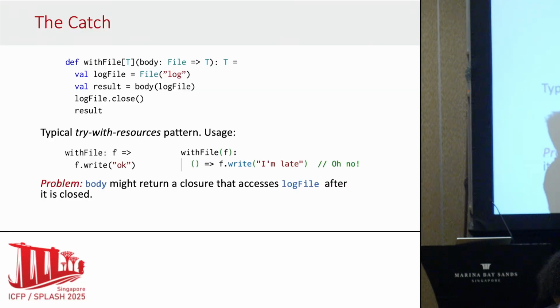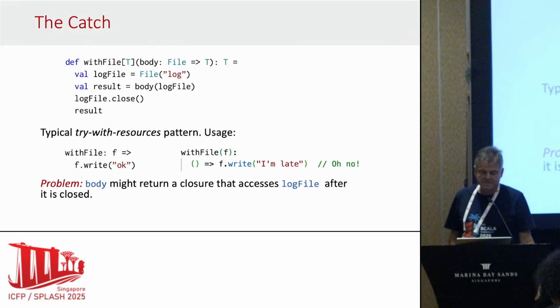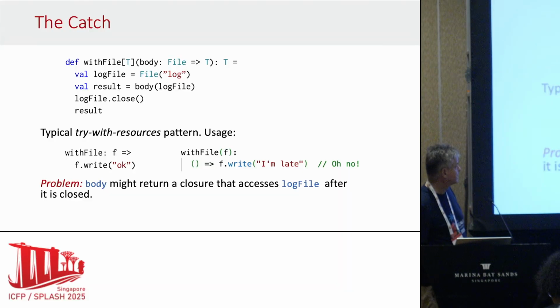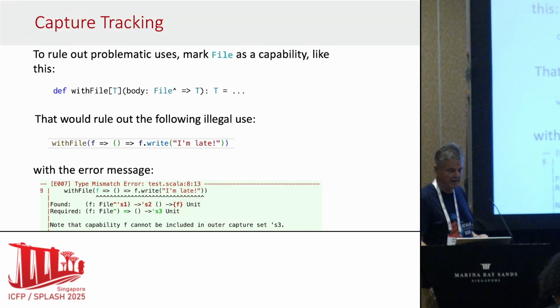So we have withFile f, and then we pass here the function that says, well, when the function is called, then let's write to the file. And that doesn't work, of course, because by the time the closure gets returned, the file will be closed. And when we apply the closure and want to write to the file, it's closed. So that would be an error that we have to prevent.